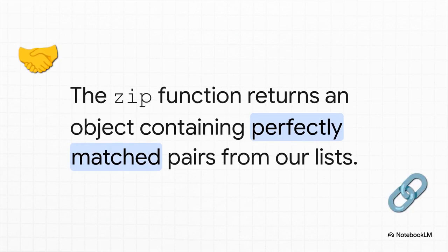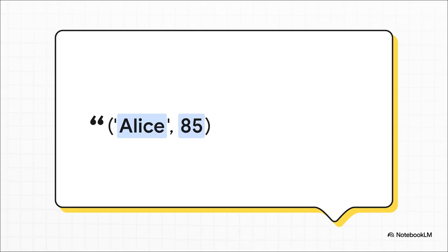So what did zip actually give us back? It returns the special zip object, which is something we call an iterator. Now this is a really key point. It doesn't create a whole new list in memory. That makes it incredibly efficient, especially when you're dealing with huge data sets. So, when we loop through that iterator, what we get is a series of tuples. The first item from the first list, Alice, gets paired up with the first item from the second list, 85. And then, same thing for the next ones. Bob and 92 get paired up.